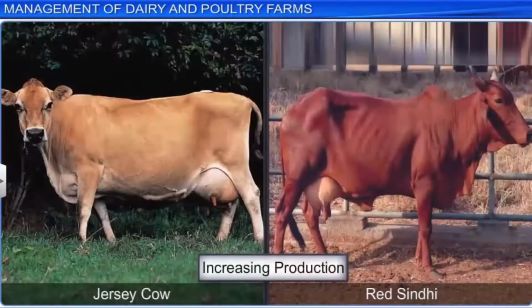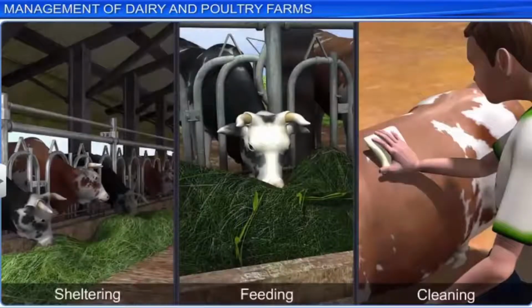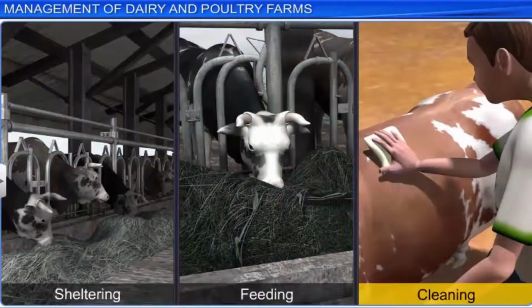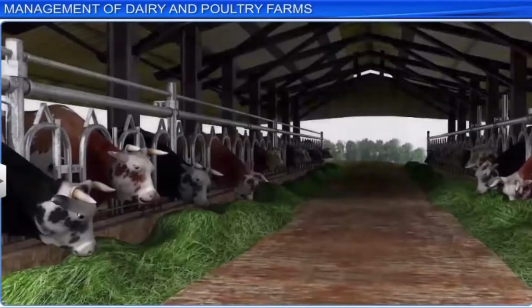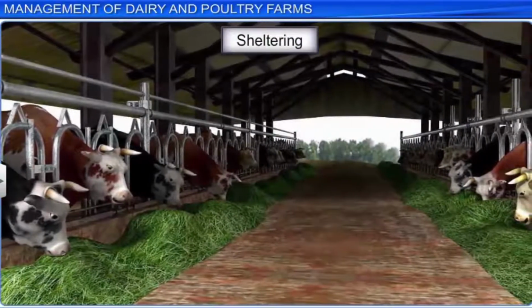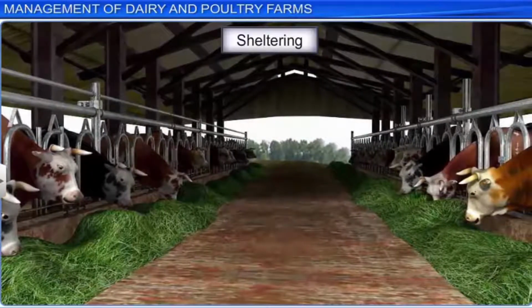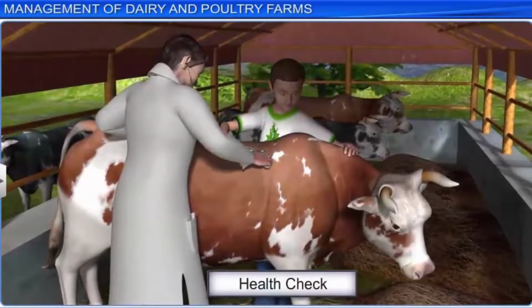One of the key factors for increased milk production is breed selection. Good breeds have high yielding potential and high resistance to disease. Apart from the breed, proper sheltering, feeding, and cleaning of cattle are essential to obtain high yields of milk. Sheltering involves providing a clean and disease-free environment with sufficient ventilation and water for the animals. It is also very important to keep a check on the health of the cattle through regular visits of a veterinary doctor.